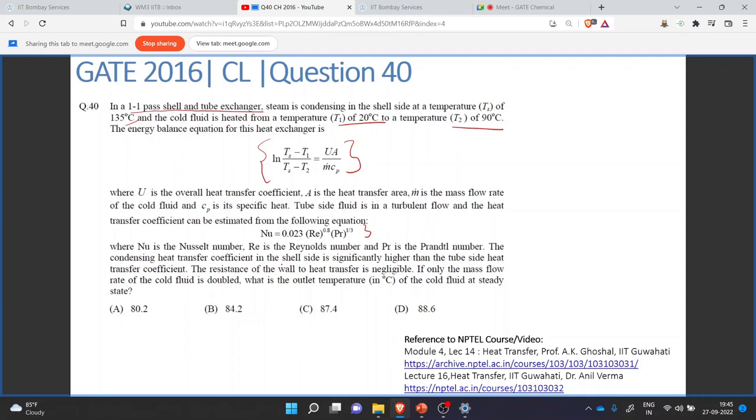The condensing heat transfer coefficient on the shell side is significantly higher than the tube side heat transfer coefficient. The resistance of the wall to heat transfer is negligible. If only the mass flow rate of the cold fluid is doubled, what is the outlet temperature of the cold fluid at steady state?